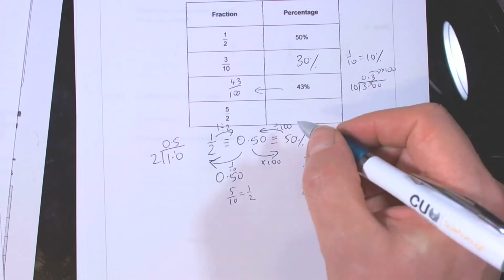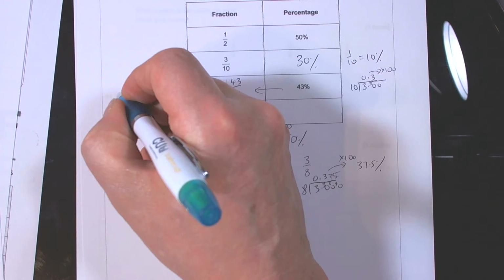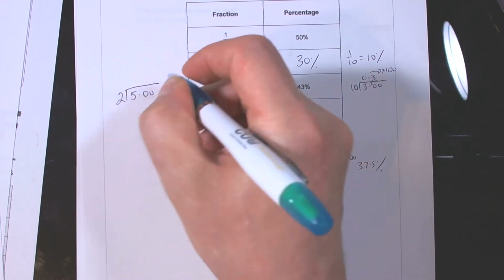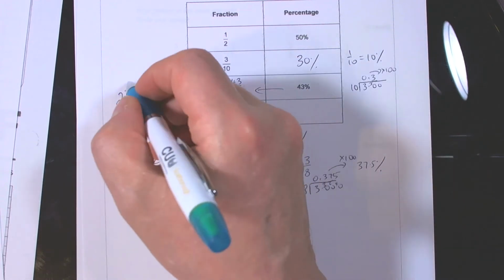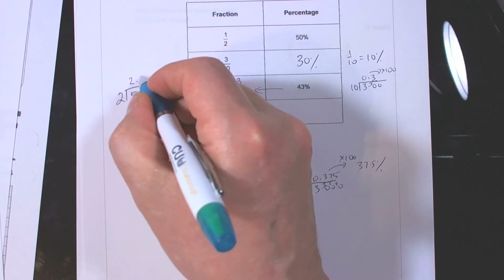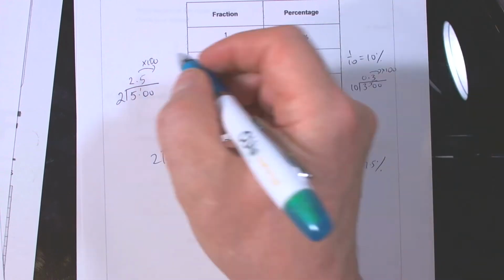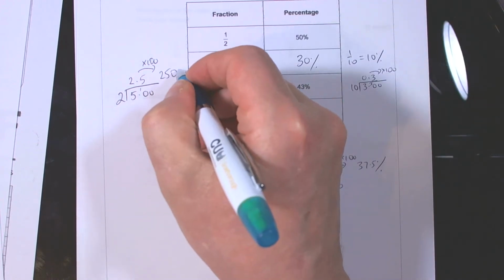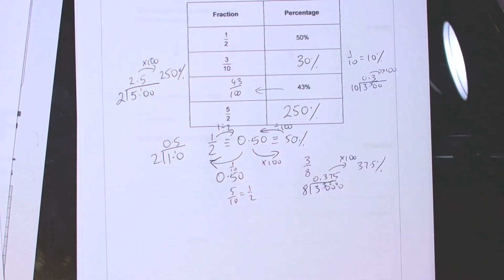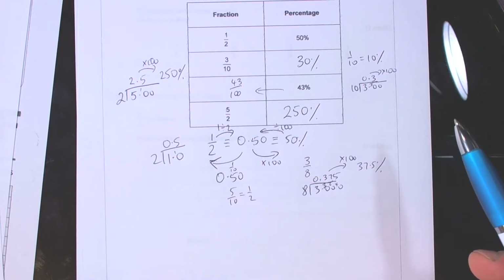5 divided by 2 as a percentage, well, if I do 5 divided by 2, then 2's into 5 is 2, 1 over, 2's into 10 is 5, so 2.5. If I then times that by 100, I can get the percentage, which is 250%. So that'll be 250%. Okay, so that's a way of doing those kind of questions.